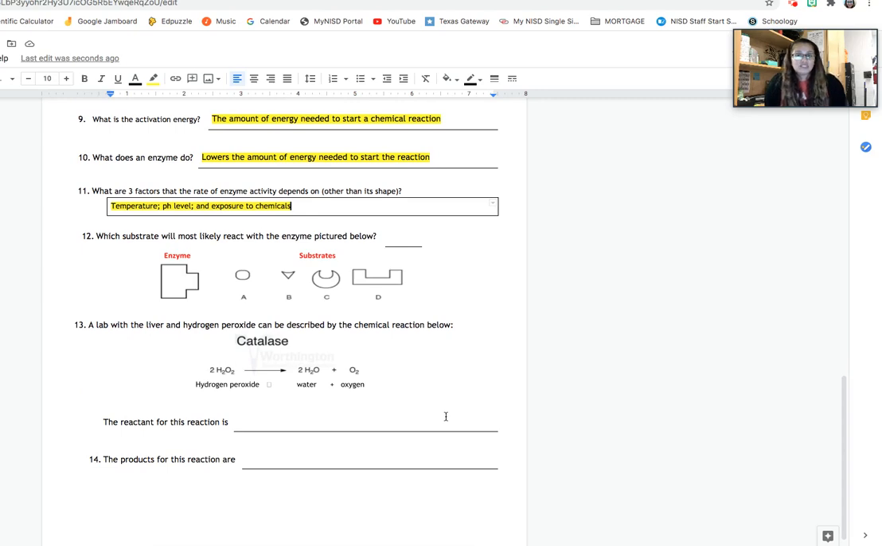Number 12, which substrate will most likely react with the enzyme pictured below? Again, enzymes and substrates fit together like a lock and key. If they don't match together, they're not going to react together and they're not going to make their products. So they have to perfectly match, just like a puzzle piece. So the substrate that matches to this enzyme is D.